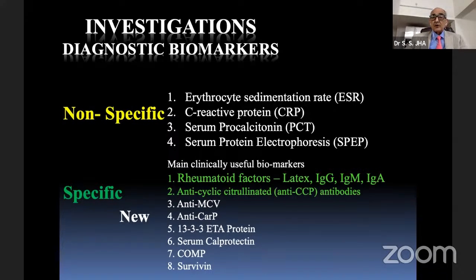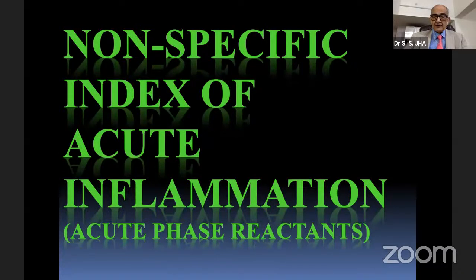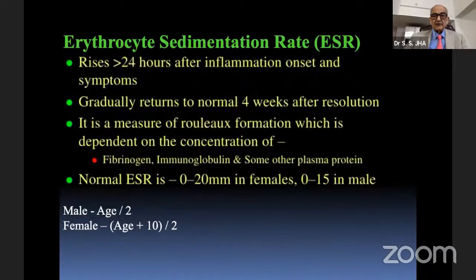Now let's talk about daily performed non-specific markers, and they are ESR, which day to day we have, CRP, serum procalcitonin, serum protein electrophoresis. These two are not very new, but they are also considered non-specific markers of inflammation, and they are called acute phase reactants.